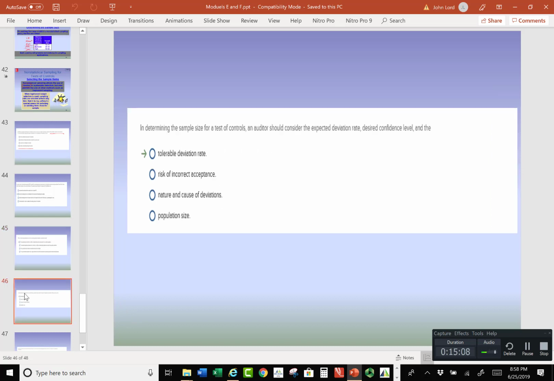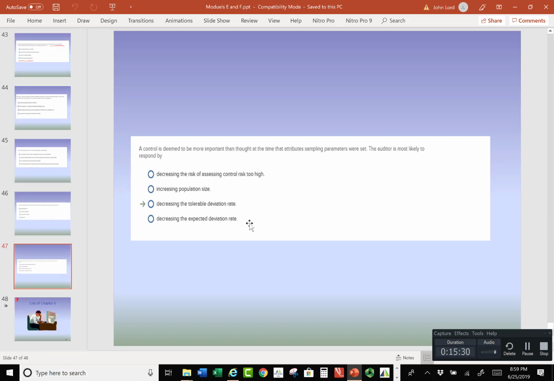All right, now what happens? In determining sample size for a test of controls, an auditor should consider the expected deviation rate, desired confidence level, and what? Tolerable deviation rate. Again, the three factors that affect sample size. Okay, good. Number 47.